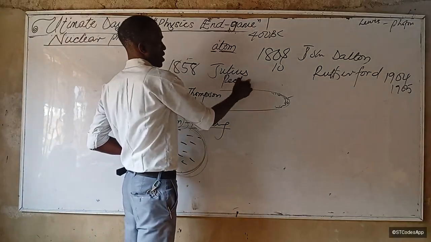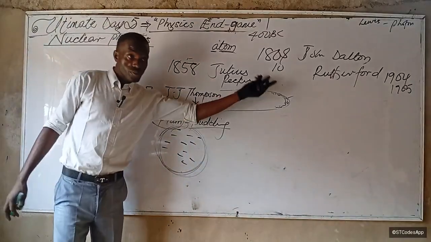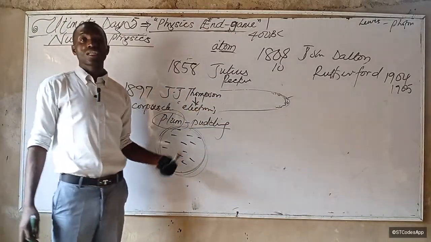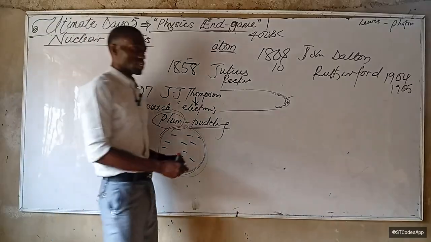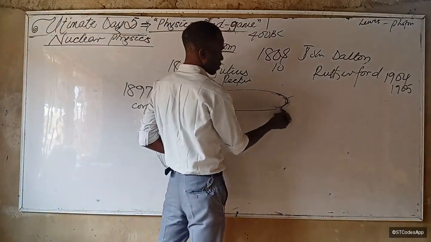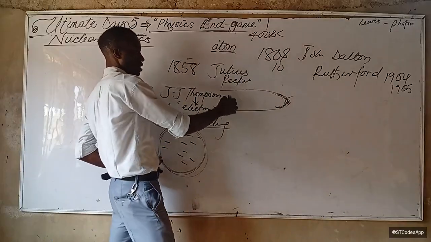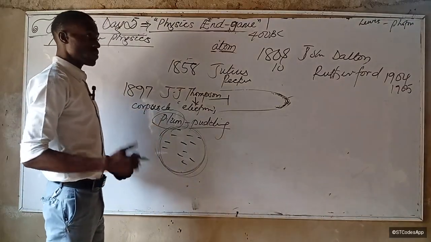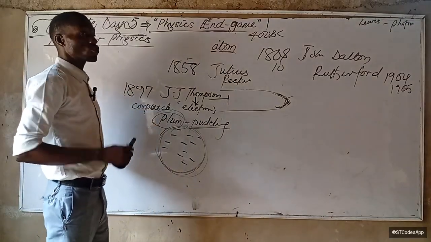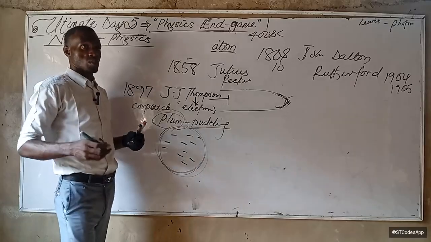Around 1858, Julius Plücker actually worked on a tube, and they called it the cathode ray tube. He discovered that there were emissions of radiation on the other end of the cathode. Is that okay? They didn't know what to name the emission until 1897, when J.J. Thomson performed the same experiment.